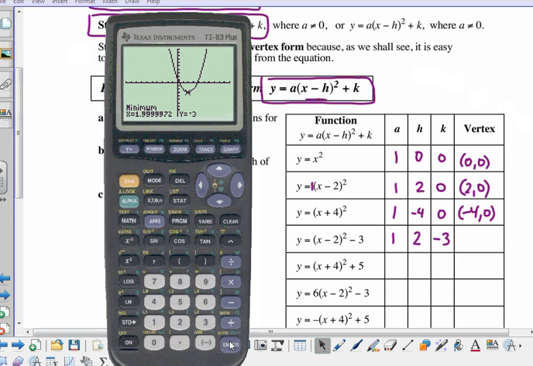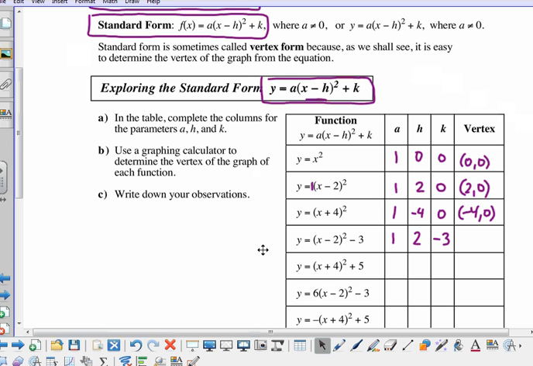So, what would that be? 1.9999, so 2 and negative 3. Oh, it's the same as my h and k. So what conclusion can we come to? Our vertex is h, comma, k. That's a nice thing about this form. So let's keep going without our calculator.